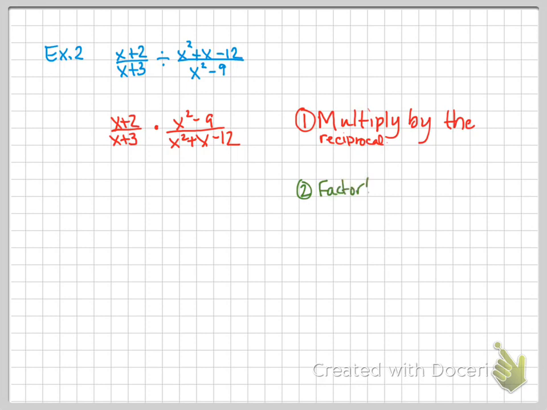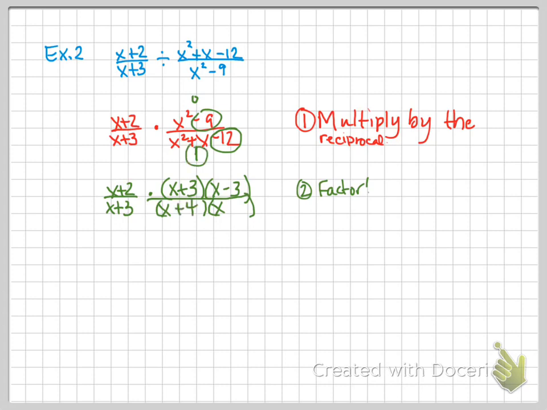Step 2, factor. Our first fraction looks good. Okay, the numerator is a difference of squares, or if we forget that, we can look for numbers that multiply to -9 but add up to 0. So we get x plus 3, x minus 3. And then the denominator, we'll look for numbers that multiply to -12 but add up to +1. Those are x plus 4 and then minus 3, so x minus 3.